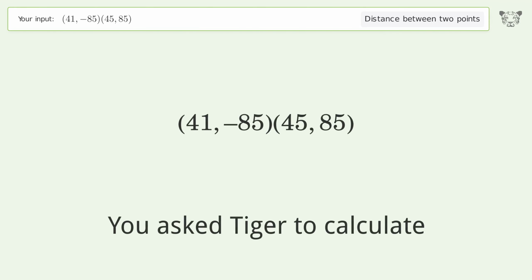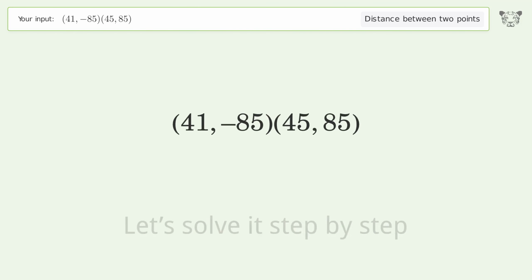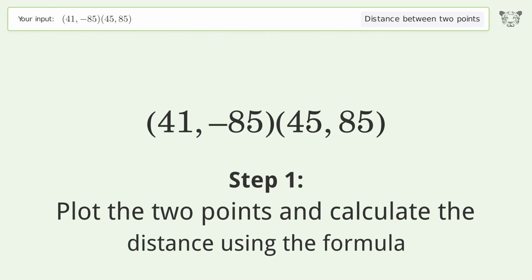You ask Tiger to calculate. This deals with the distance between 2 points. The distance between the 2 points is the square root of 28,916, or 170.047. Let's solve it step by step. Plot the 2 points and calculate the distance using the formula.